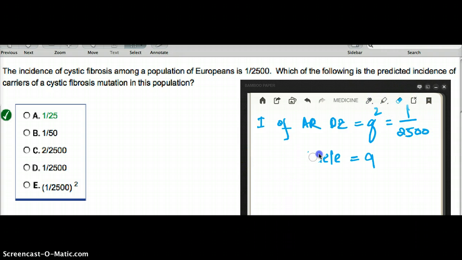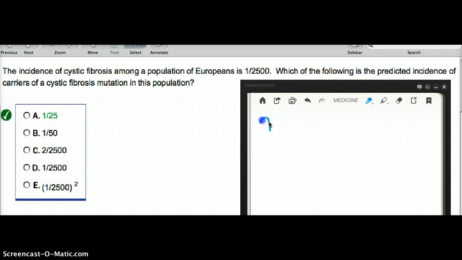So next they're saying, which of the following is a predicted incidence of carriers for the cystic fibrosis mutation in this population. Now the incidence of carriers of cystic fibrosis is going to be 2pq. That means we have to find the value of p and the value of q. So let's go ahead and do that.